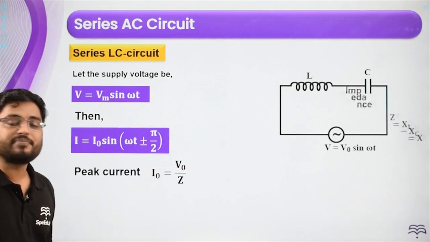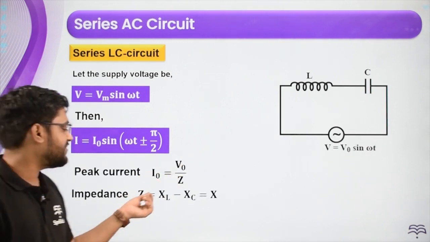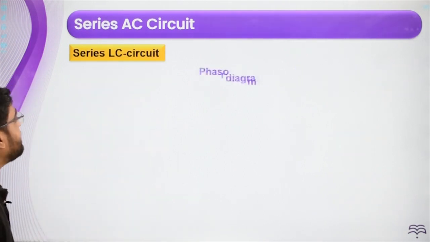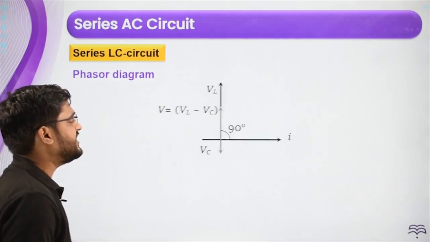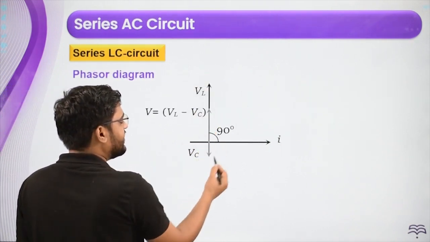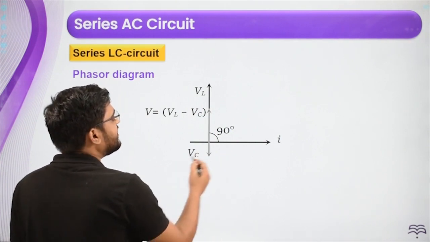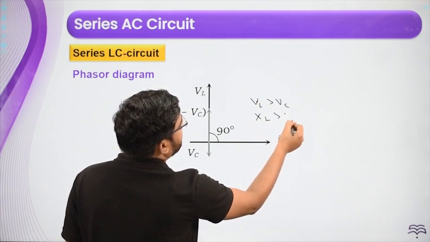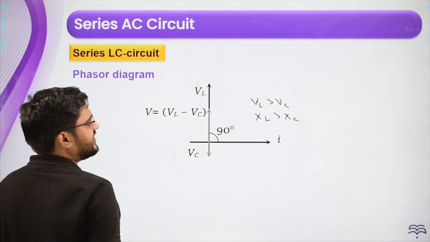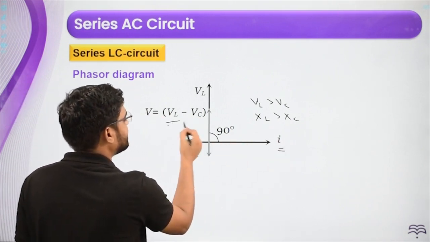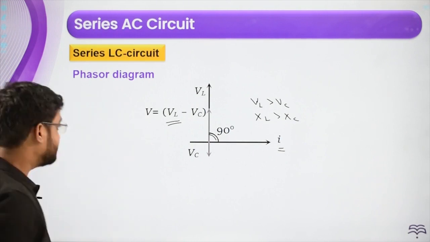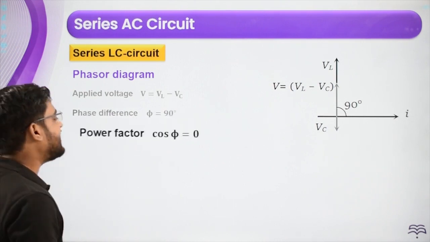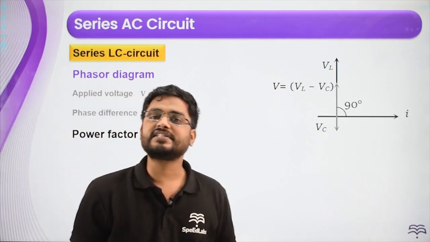It is given by V naught. Peak current is nothing but peak voltage by Z. Z is XL minus XC or XC minus XL, just the magnitude of that, bigger minus smaller. And here the phasor diagram will be simply VL 90 degrees ahead, VC 90 degrees behind, and their difference. Here we have assumed that VL is greater than VC, or we can also say XL is greater than XC. So it will be VL minus VC, and as you can see, the angle between current and voltage is 90 degrees here. So the phase difference is 90 and the power factor is cos phi, cos 90, which is going to be 0.